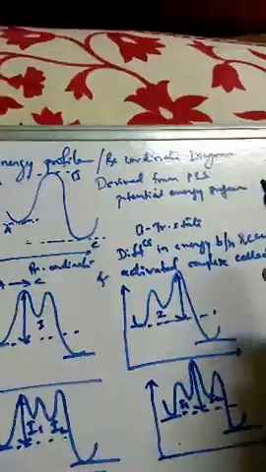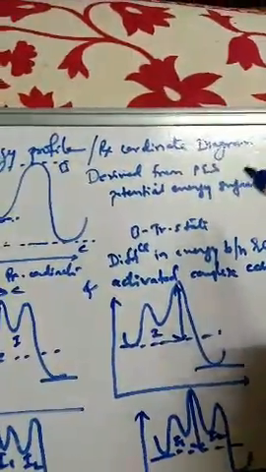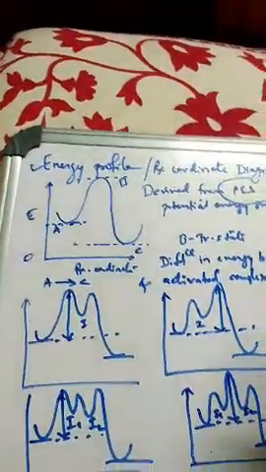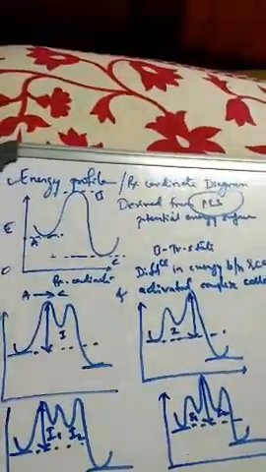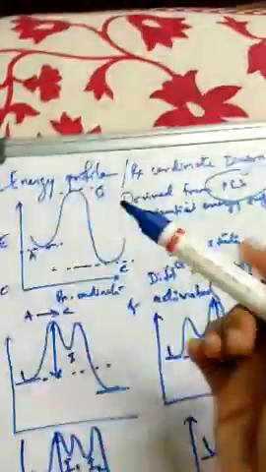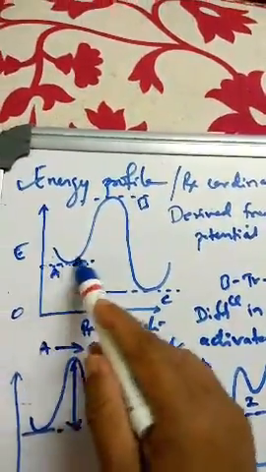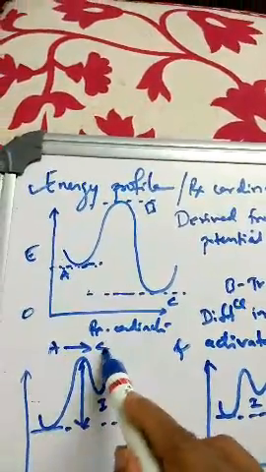It's also called reaction coordinate diagrams, which is derived from the PES, that is potential energy surface. Okay, the computerized form of deriving the energy profile is the potential energy surfaces. So what is this reaction coordinate diagram? We know that for any reactant A, it's a reaction of A giving product C.